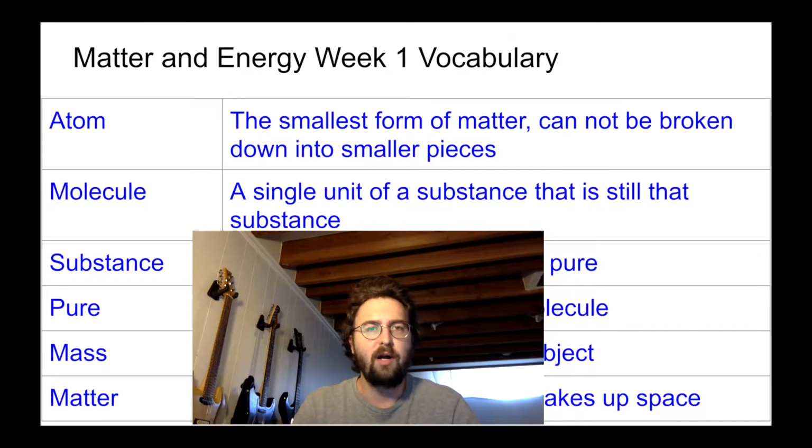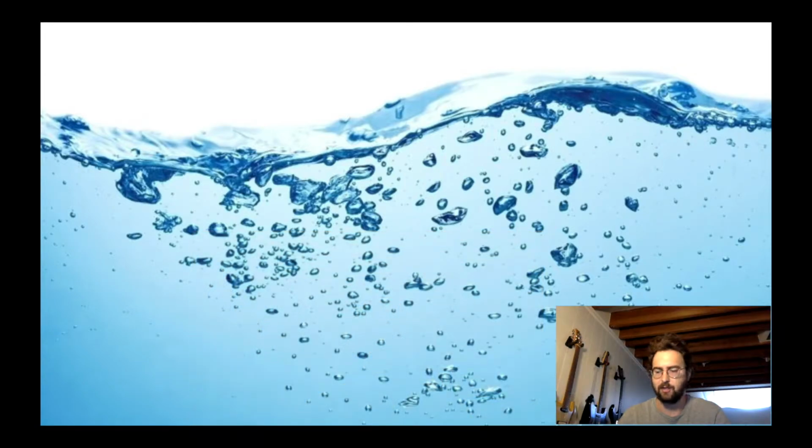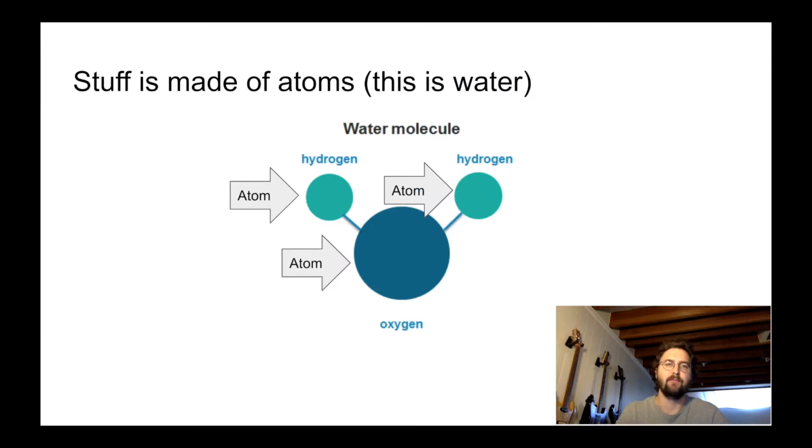So we're going to move on and talk about water because water is a pretty simple molecule and it's easy to understand and talk about. So water is made up of three atoms. It's got two hydrogen atoms and one oxygen atom. And they're kind of shaped like this. All right? So we got three atoms here.